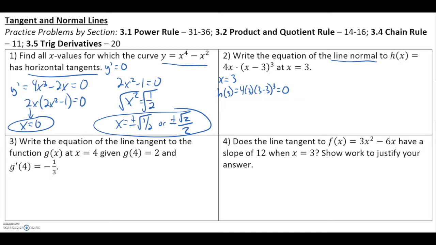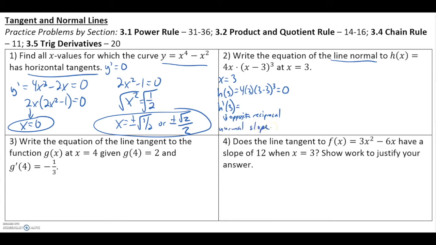So we've got x, we've got y. We also need a slope. Remember, for that, we're going to need h prime of 3 so that we can do the opposite reciprocal to get the normal slope.